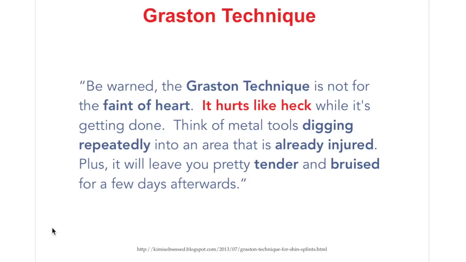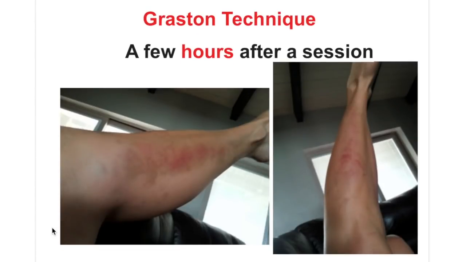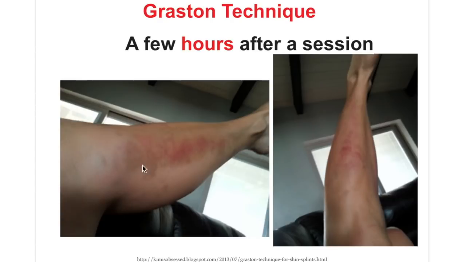It does not make sense. So he's also saying, plus it will leave you pretty tender and bruised for a few days afterwards. Let's look at the picture that he posted about his calf when he got Graston treatment. After a few hours, after one of the sessions, he had several sessions, you can see the bruise here actually. A few hours afterward, it looked like someone beating him up.